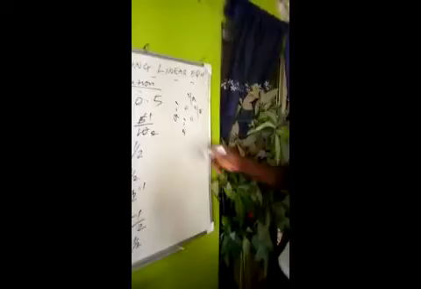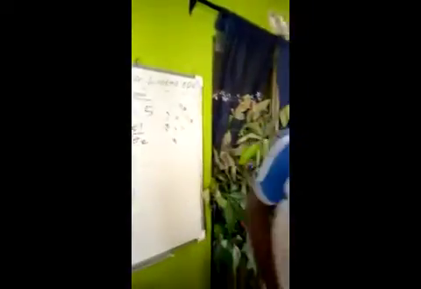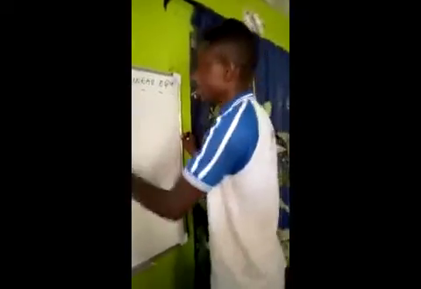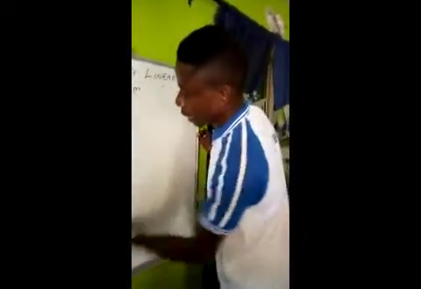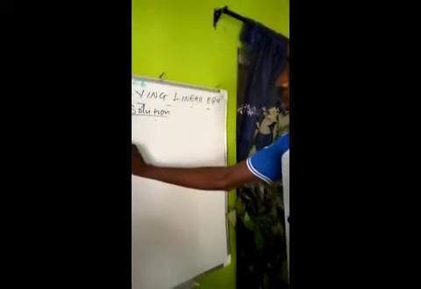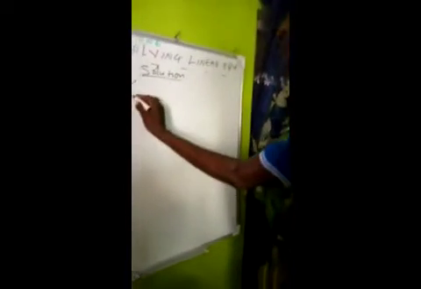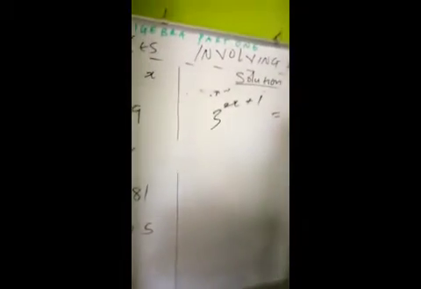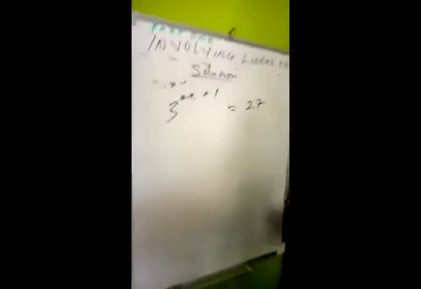This is example 1. Now in the second example, we are talking about the same linear indices. When I have something like this: 3 raised to power 2s plus 1 equals 27. That is another example now.